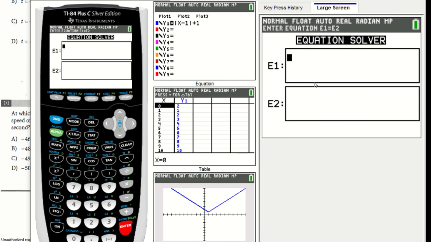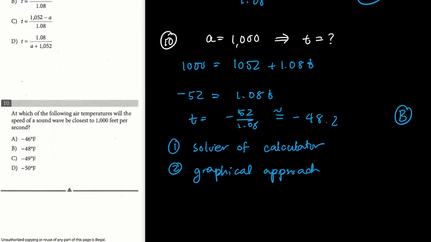So our first equation is going to be 1052 plus 1.08. Instead of x, I'll just use t, because that's what the solver sort of prefers. And then our second equation is going to be 1000. So remember, 1052 plus 1.08x, or t, is your speed of sound, and we're looking for where that speed of sound is equal to 1000. So this is literally writing out this equation: 1000 equals 1052 plus 1.08 t.